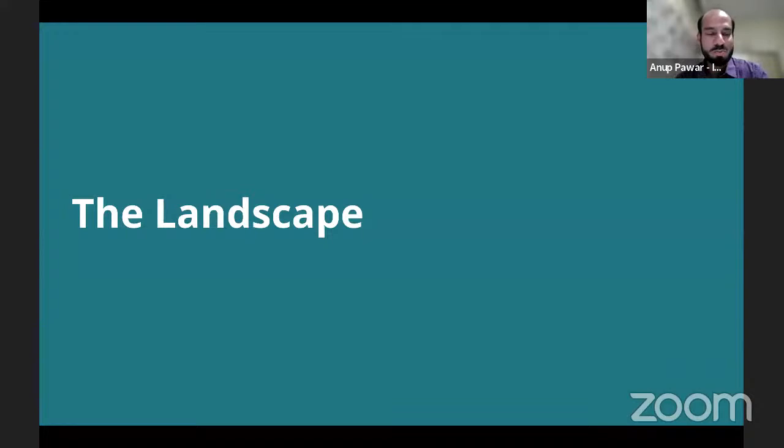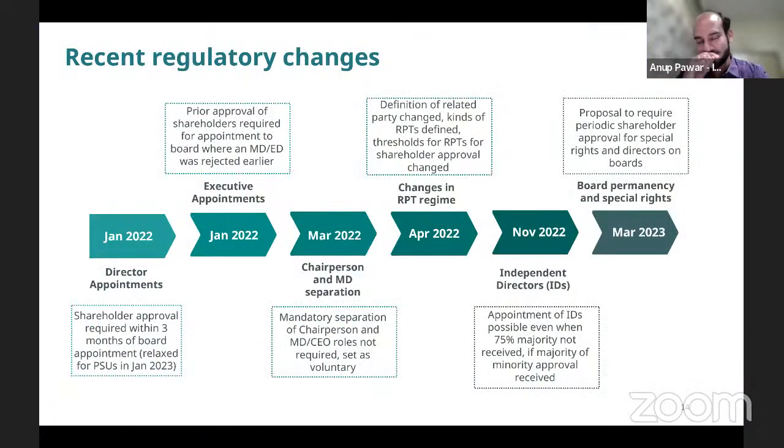Just a few minutes on the landscape, right? How this whole proxy advisory space has changed, and how many resolutions are proposed. I thought it would be interesting to show you what's happened. All of you are experts at the legal and regulatory pieces, but I thought just highlighting a few of these things that have changed over the last couple of years. All self-explanatory. Just wanted to point out.